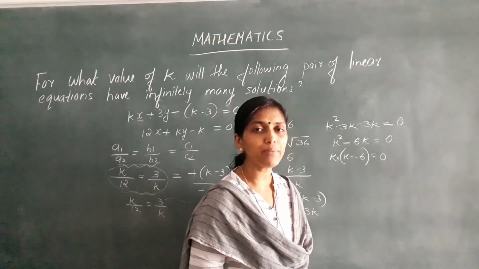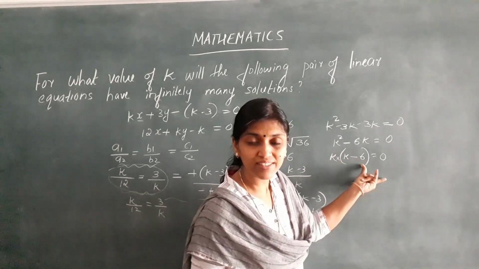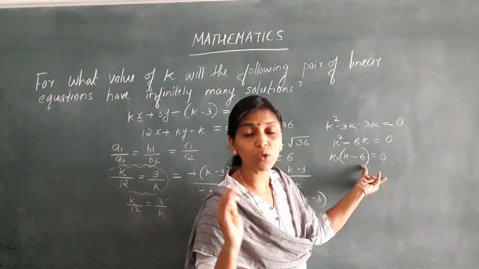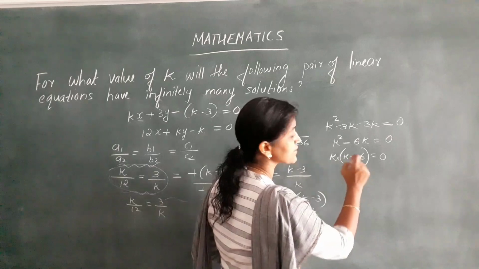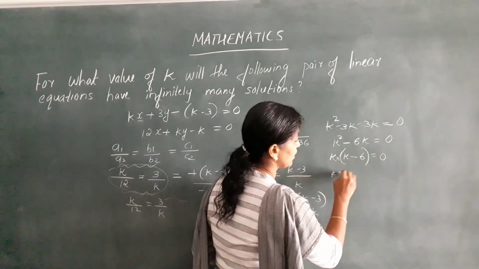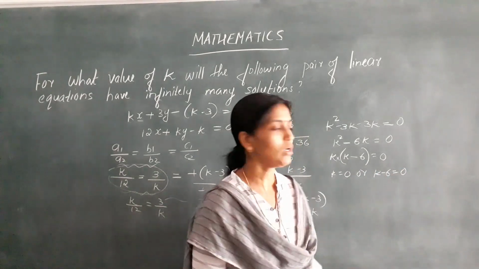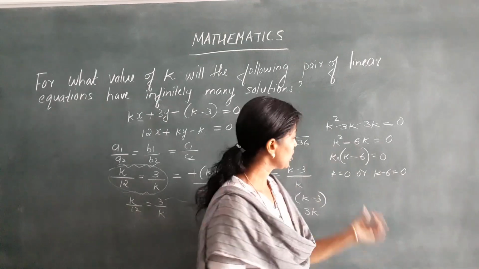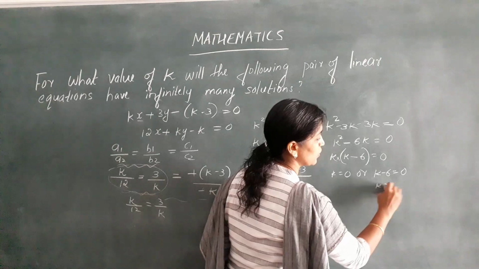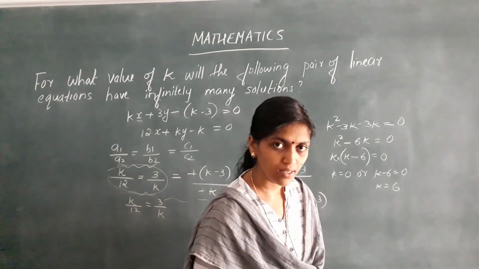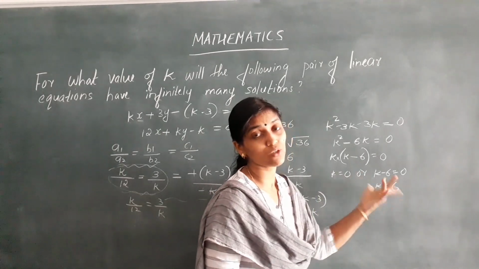When the product of two numbers is equal to 0, either the first term can be 0 or the second term can be 0. We have studied a into b equal to 0 means a equal to 0 or b equal to 0. So k into k minus 6 is equal to 0 means k equal to 0 or k minus 6 is equal to 0. One must be 0, then only you will get the product as 0. So k equal to 0, or k minus 6 is equal to 0, we will get k is equal to 6. So here also we get two values, that is k equal to 0 or k is equal to 6.